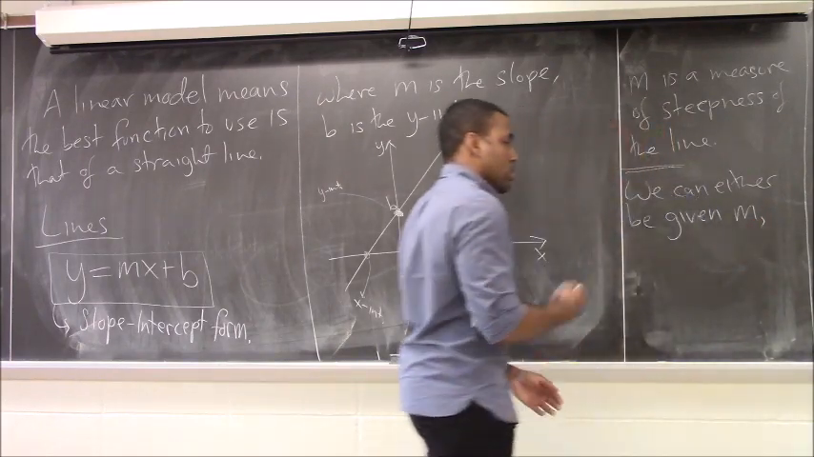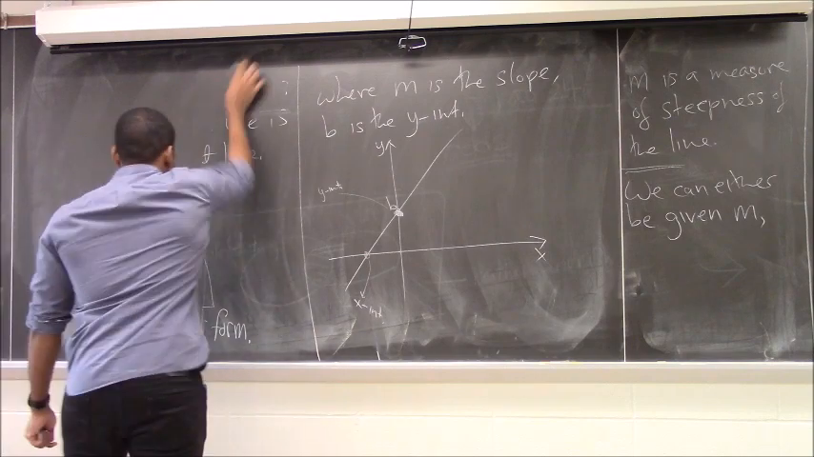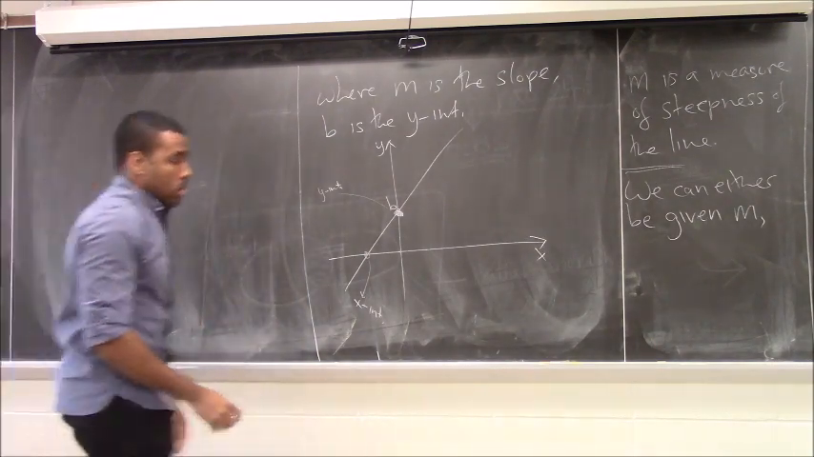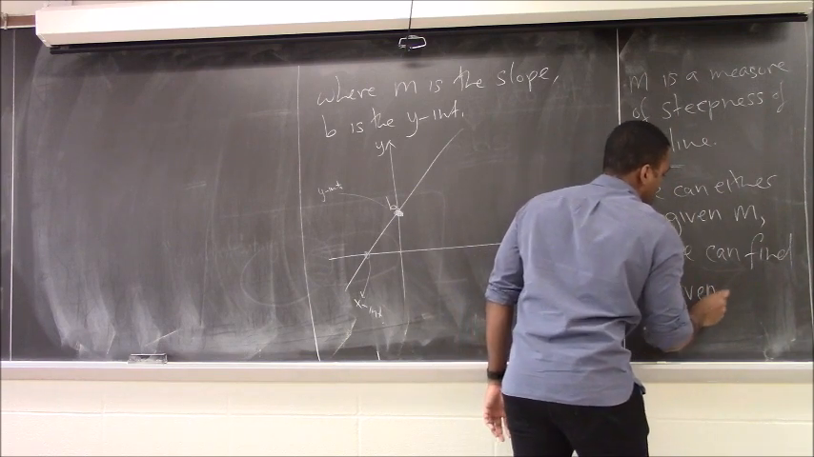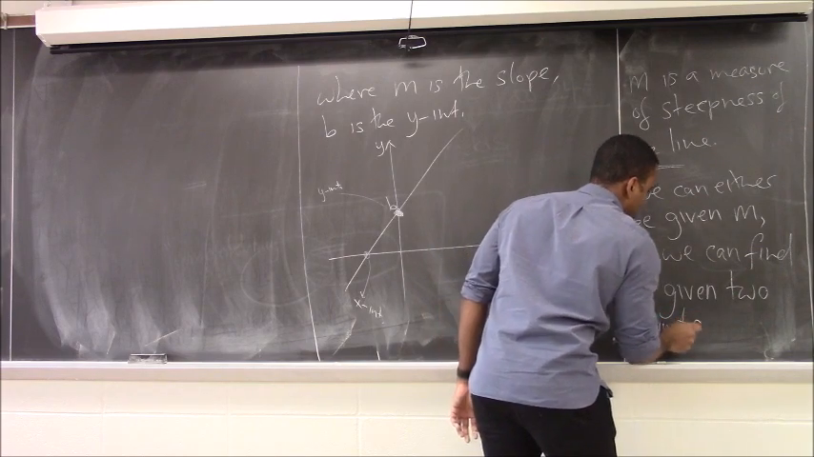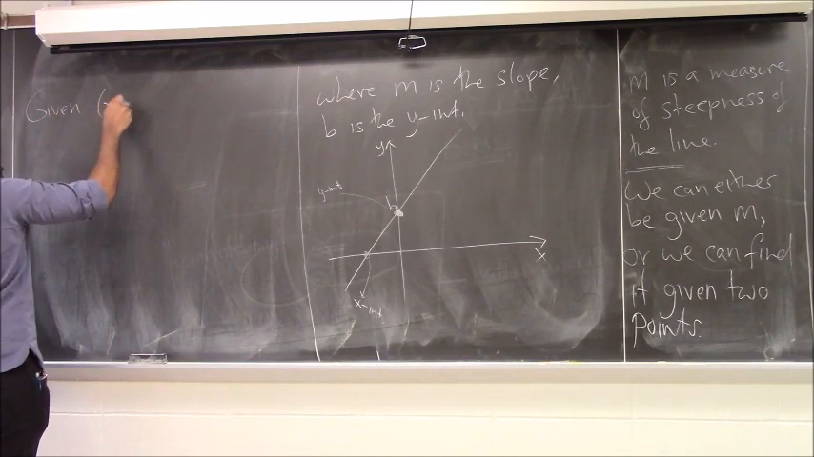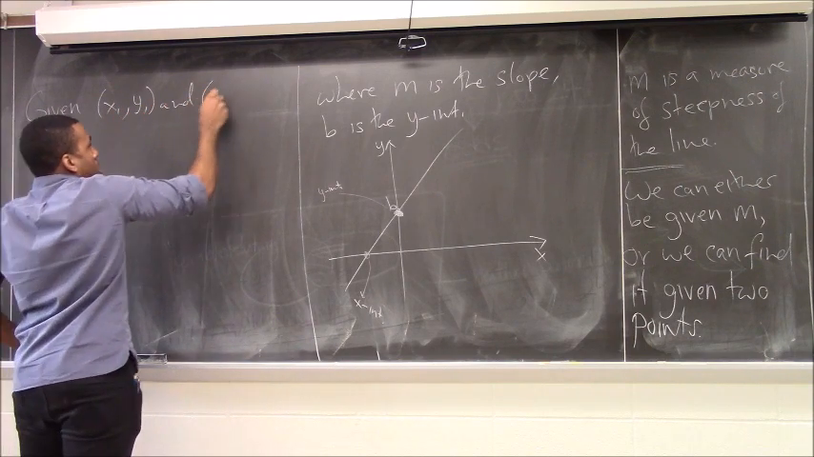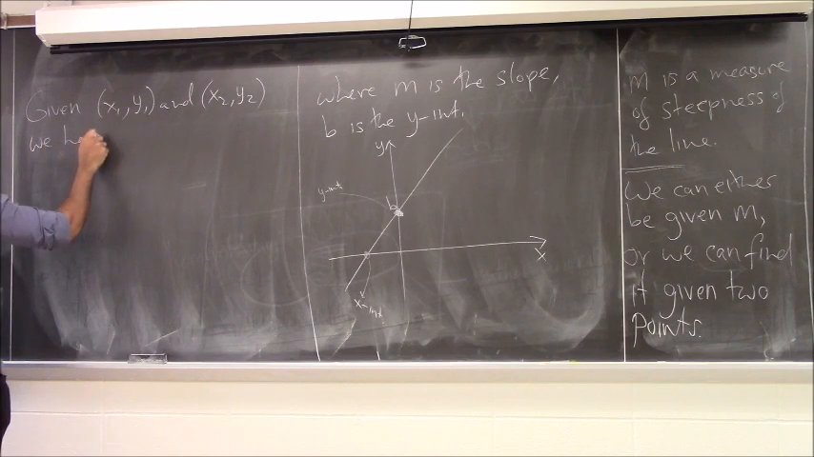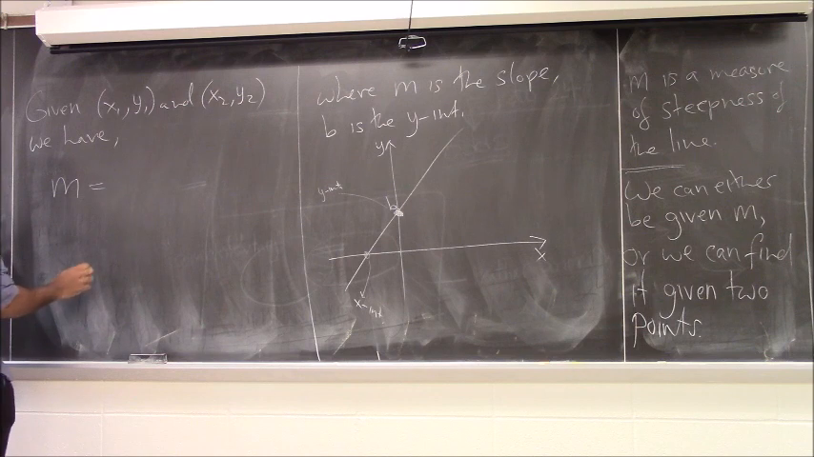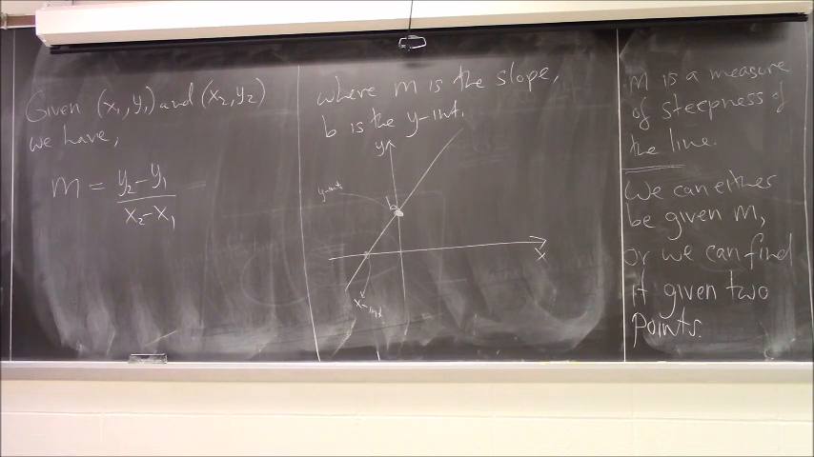You can either be given it, right, so someone's telling you how something is changing by a fixed amount, and that will actually be your m value. So you can either be given m, or we can find it given 2 points. Meaning we're given 2 instances of these related variables and their values at those instances. So here, given 2 points x1, y1, and x2, y2, we have m would be equal to what in this case? y2 minus y1 over x2 minus x1.